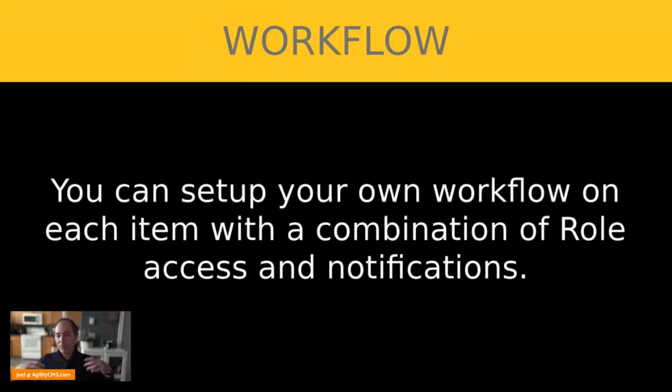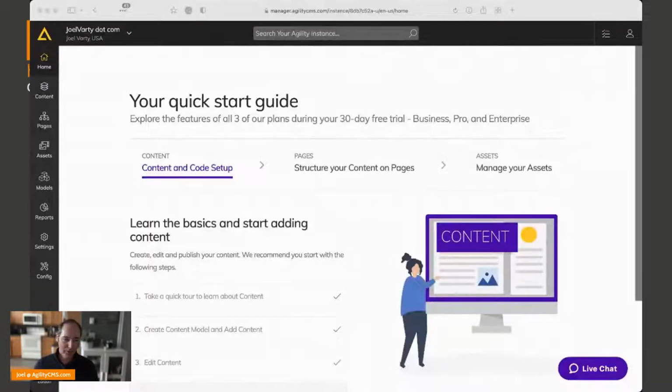And those apply really well to workflow, especially with roles like approver and publisher. You can set up your own workflow on each item, whether it be content or pages, with a combination of role access and the notifications that go along with that, so that when someone requests access for something, the approver can get notified, and so on and so forth. That's a high-level description of everything. Now let's jump into the CMS to see what that actually looks like.